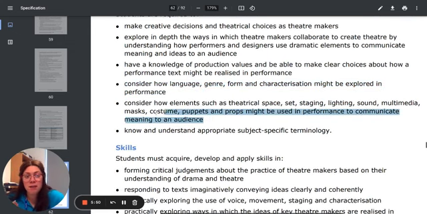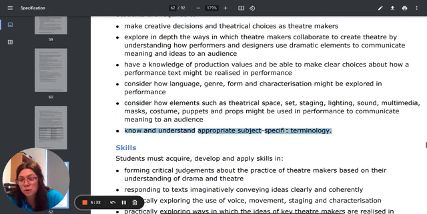Next, considering how elements might be used to communicate meaning to an audience. We wouldn't use all of these elements. You're unlikely to use a lot of puppetry. It might be something you want to consider in terms of having the young woman almost like a puppet on a string. But it's not expected that you would use all of this in your performance in order to achieve full marks. But these are things that you would want to consider. Certainly, the use of the space, set, staging, lighting, and sound, and the performance of the actors and the costume are things that you want to consider.